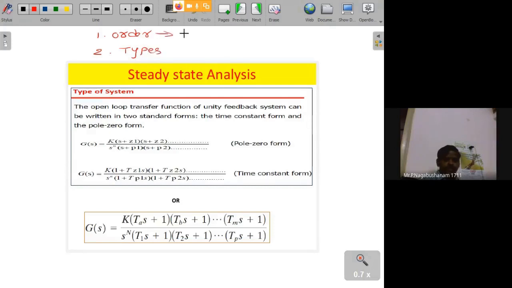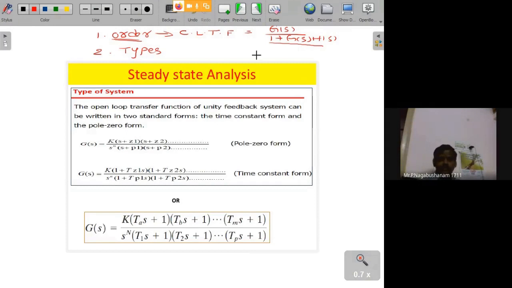The order is dealing with the closed loop transfer function, that is G(s) divided by 1 plus G(s)H(s). What is the definition of order? Order means the highest power of s in the denominator of a closed loop transfer function.